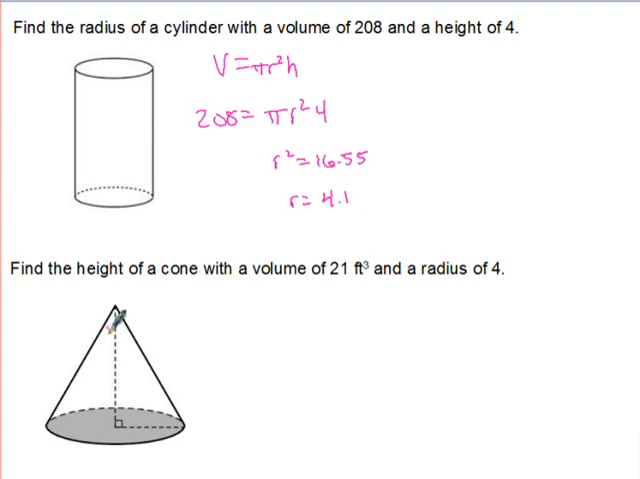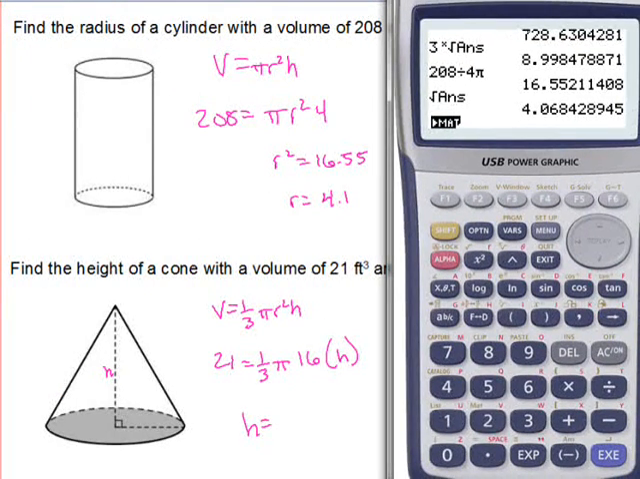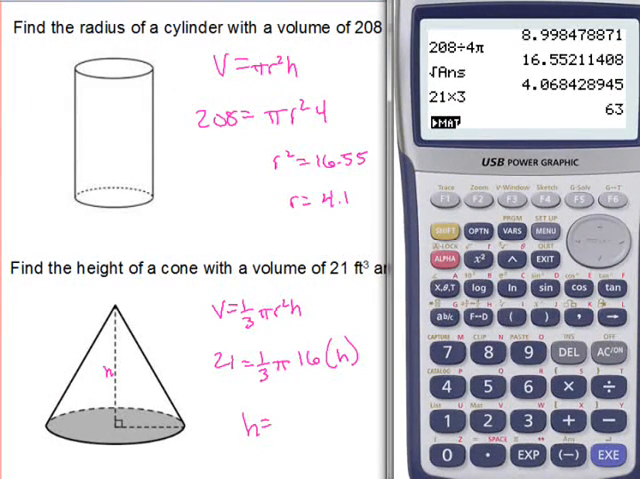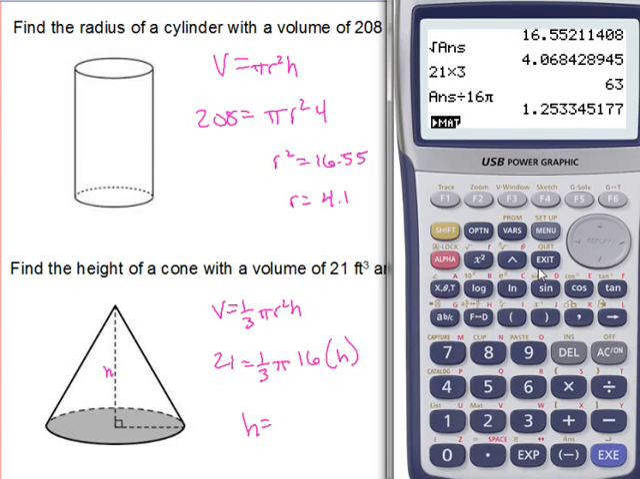And then height of a cone, let's see. So we want this height here. The volume formula is 1/3 pi r squared h. So that's 21 equals 1/3 times pi times r squared, which is 16, times h. Okay? And we just want the h. So I'm going to do this a little bit at a time also. I'm going to take 21 and multiply it by 3. That gets rid of the 1/3. Then I'm going to divide that by 16 pi. So I'm left with 1.25.